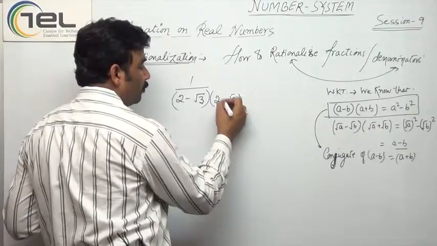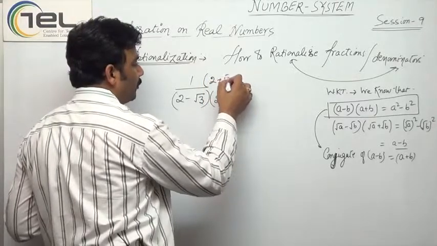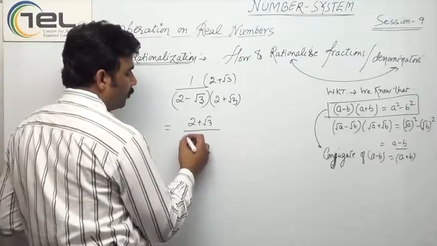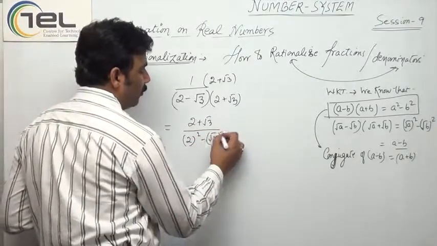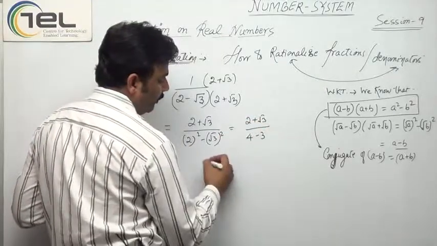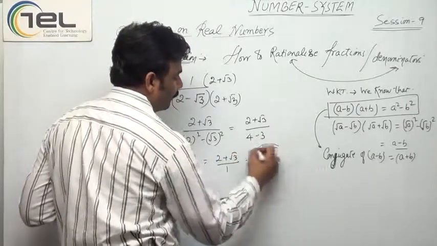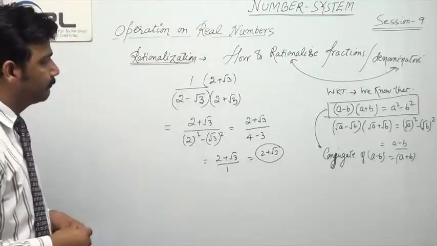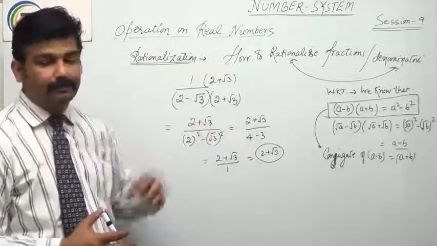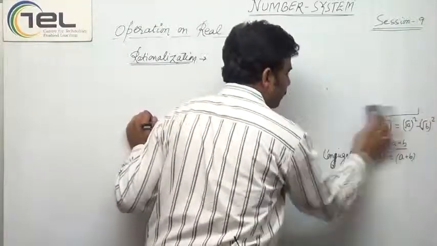The conjugate of 2 minus root 3 is 2 plus root 3, and it here is 2 plus root 3. So we get 2 plus root 3 over 2 square minus root 3 whole square, which is 2 plus root 3 upon 4 minus 3, so it is 2 plus root 3 over 1, and it is 2 plus root 3. Very easy. So this is how they have been rationalized. Clear?